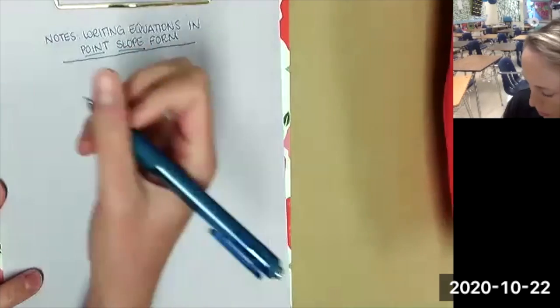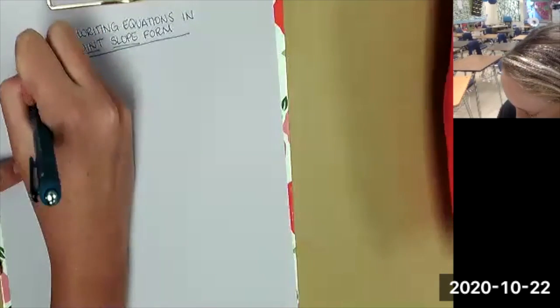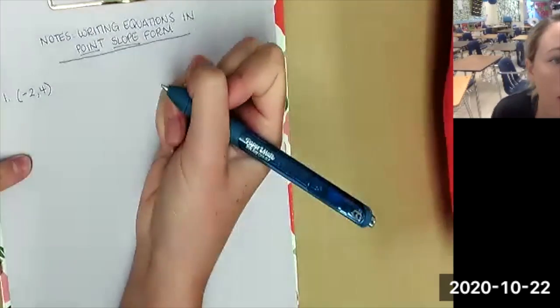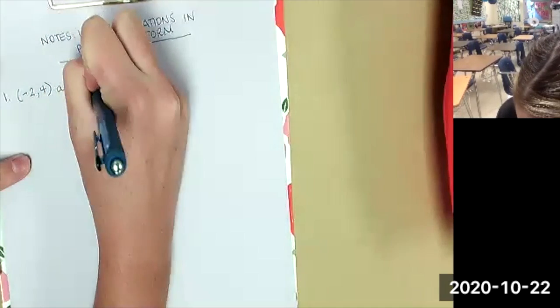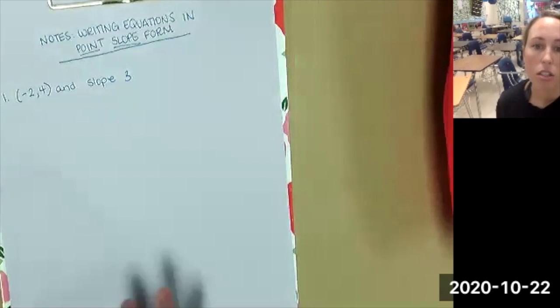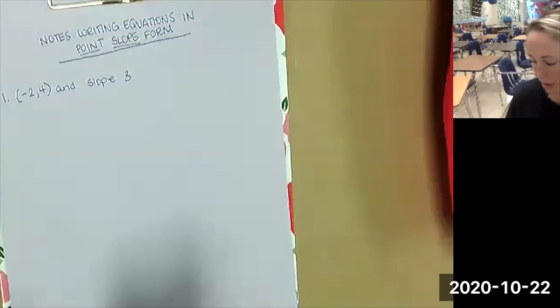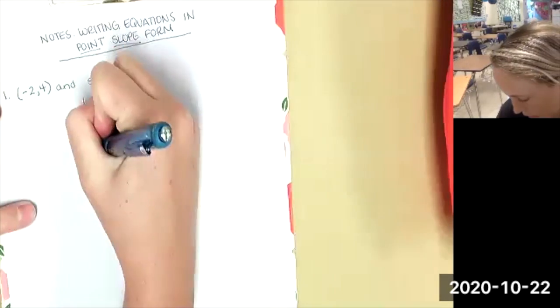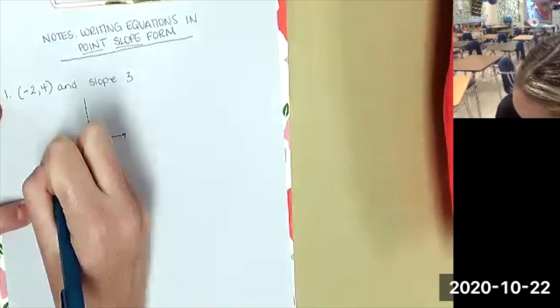So let's say we want to start at the point -2, 4, and we know the slope is 3. Okay, so instead of having the y-intercept, we can graph starting at -2, 4. So let's take a look at what that is.